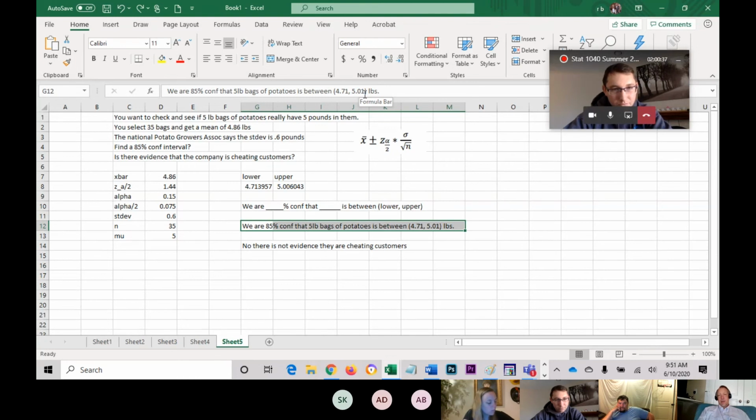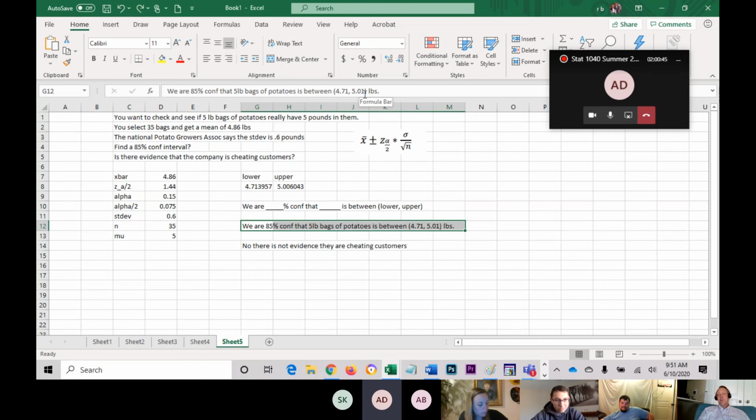Okay. Now, what happens if we went to 80% confidence? There probably would be evidence. There probably would be evidence, but there would also be a bigger probability that you were wrong. You could be falsely accusing them of cheating customers, and then be like, oh, you just used an 80% confidence interval.